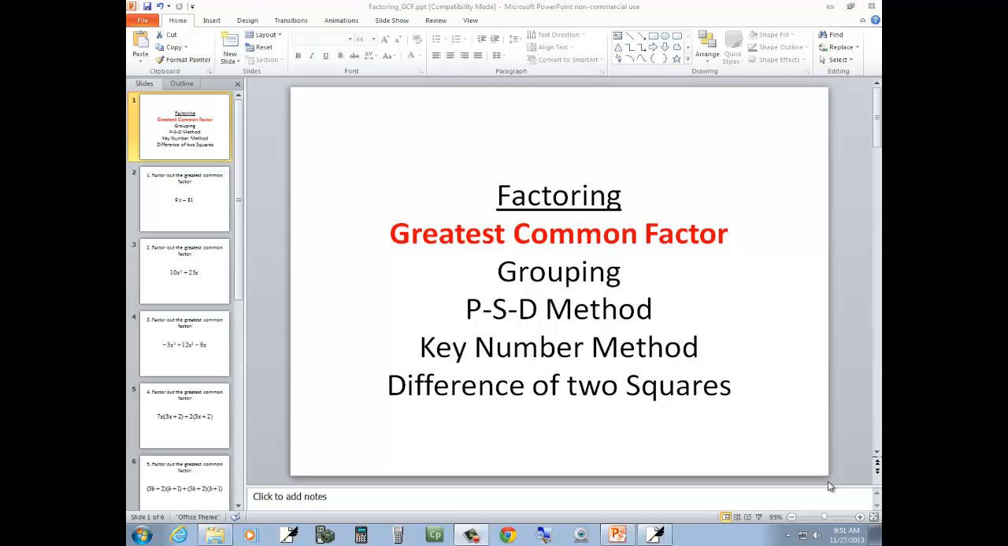PSD method has 3 terms of the form x squared plus bx plus c. Key part there is you have an x squared x, no number in front of x squared. Key number is 3 terms. And the form should be ax squared plus bx plus c. Basically, you have x squared, x, no x, there's a number in front of your x squared. And then difference of 2 squares, which is 2 terms with a minus between it.